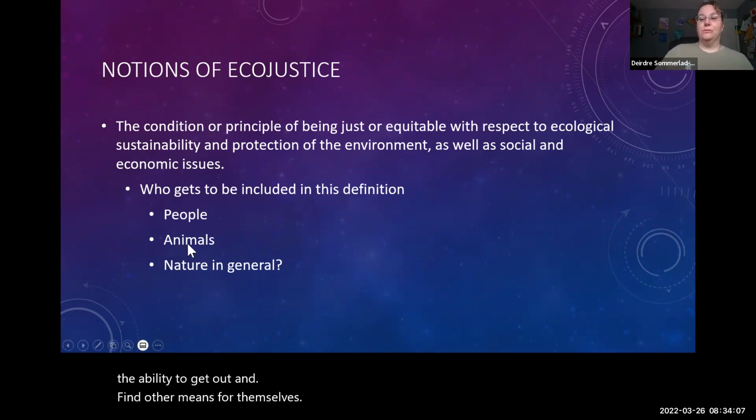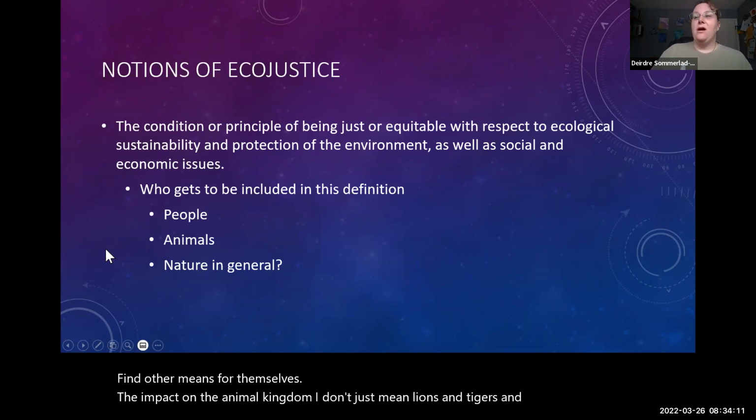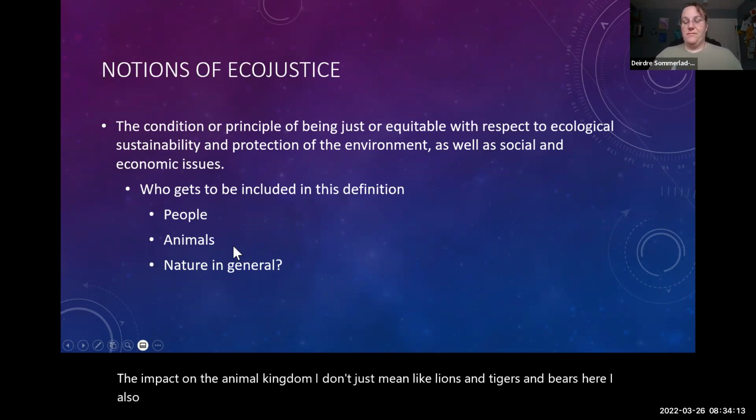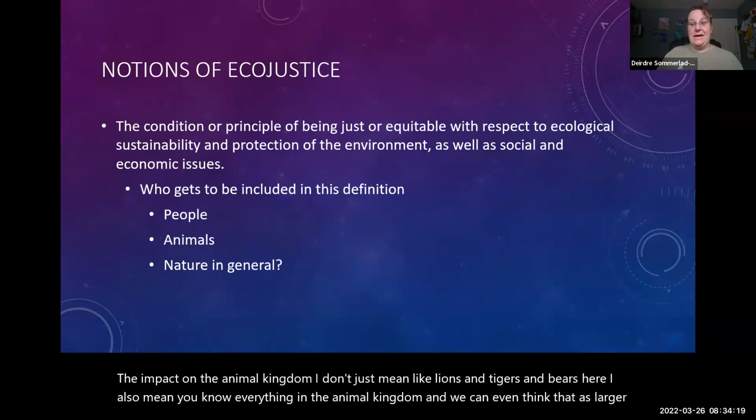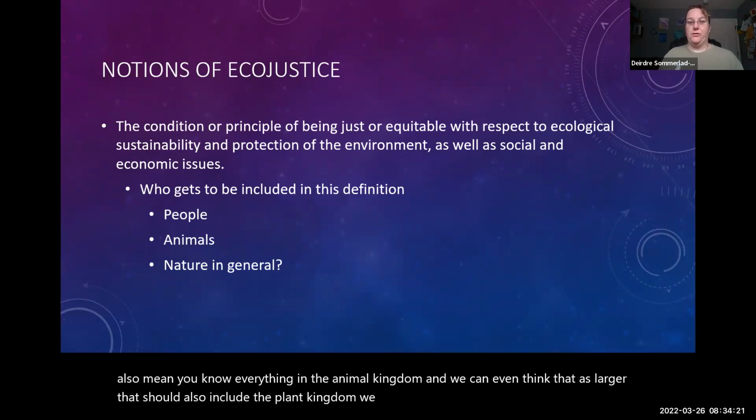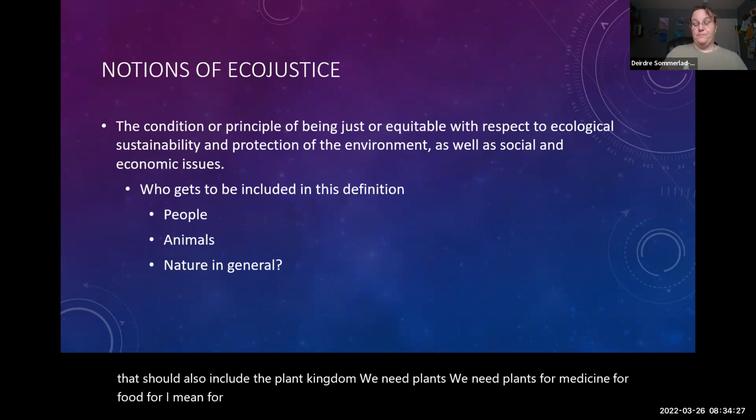The impact on the animal kingdom. I don't just mean lions and tigers and bears here. I also mean everything in the animal kingdom. And we can even think larger. That should also include the plant kingdom. We need plants. We need plants for medicine, for food, for everything, right? For sequestering carbon back into the soils. Plants do that really well.